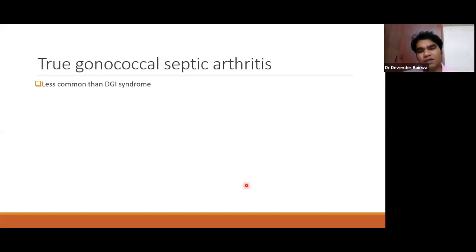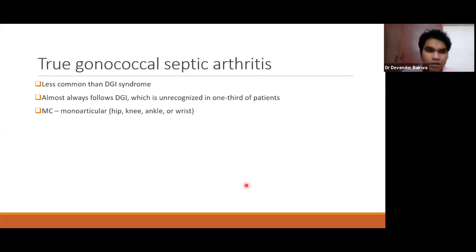This is generally less common than DGI syndrome, and it almost always follows DGI. Somebody will have a disseminated gonococcal infection, and after that there will be development of true septic arthritis in one or a few other joints. Most commonly it is a monoarticular form. Generally it involves the hip, knee, ankle, or wrist. If you check synovial fluid, because it will be easy to obtain in these patients, there will be lots of reaction because of true infection. You will be able to aspirate that fluid, and if you send it for analysis, you will find the count is very high, more than 50,000 leukocytes per ml.